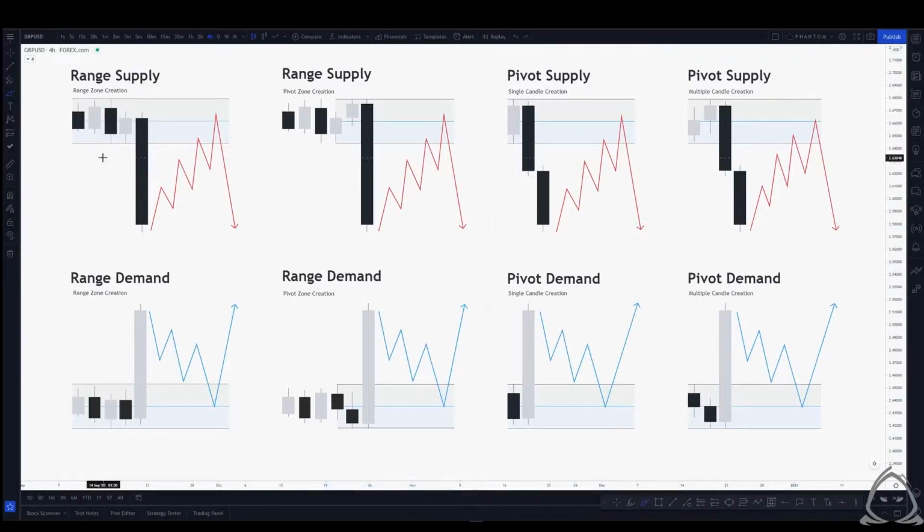Because we know with ranges, price is at a level of fair value and a lot of orders are changing hands. And what we know with pivots is the pivot is created by that last candle that creates that up move before the rapid expansion to the downside, or that candle that creates that sharp down move before the rapid expansion to the upside. So we're able to mark our zones using that candle as well.